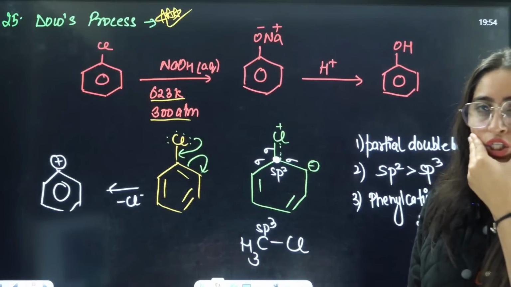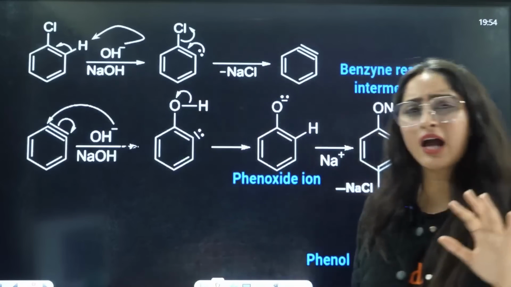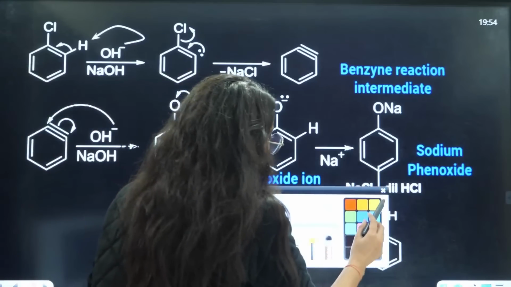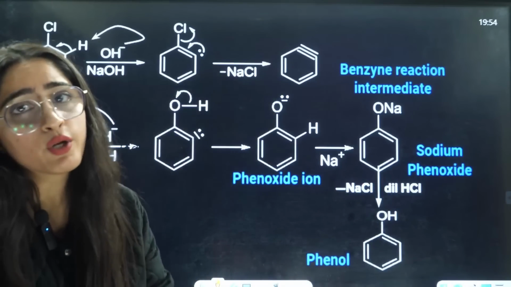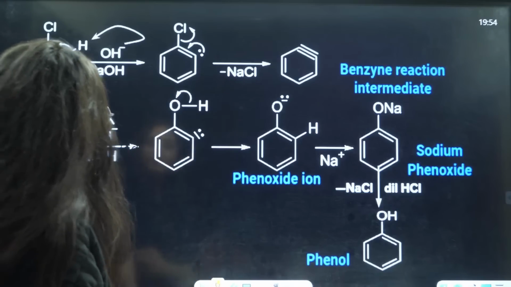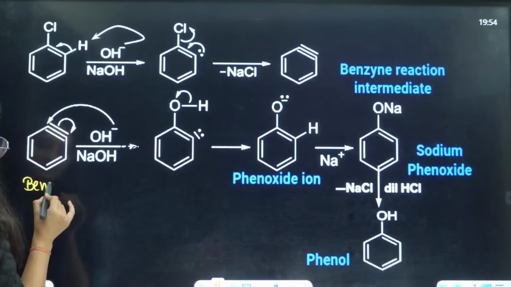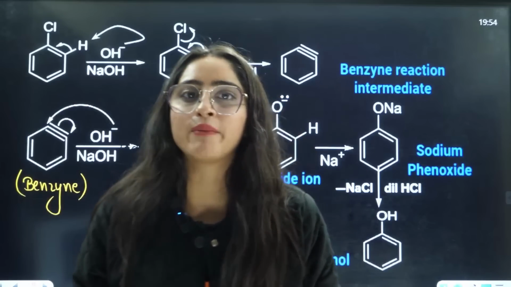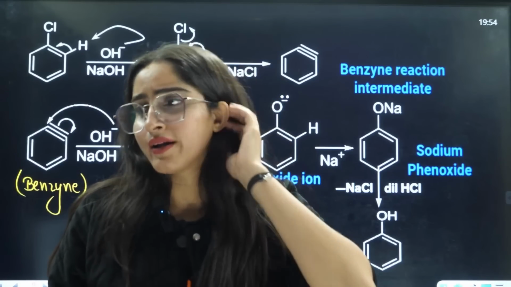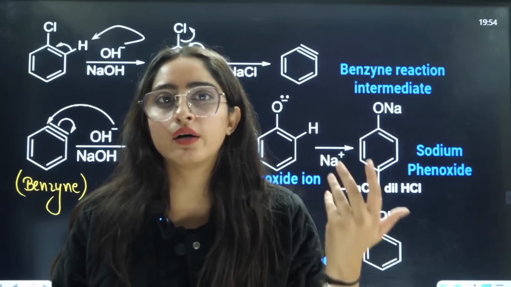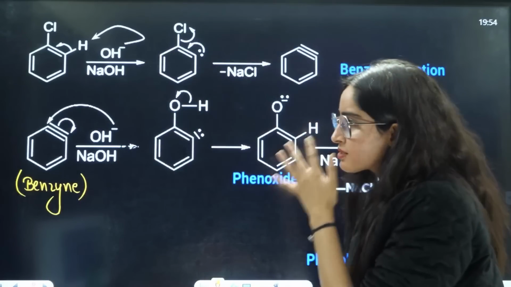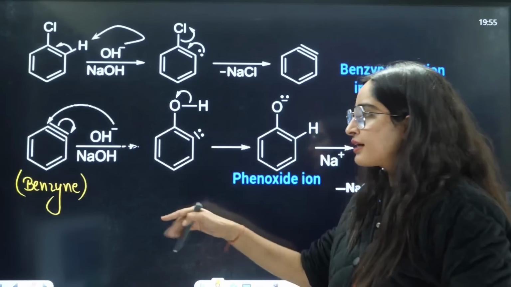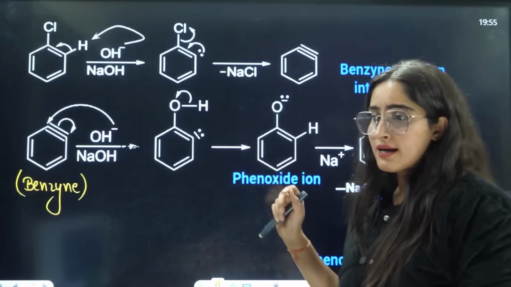The second question they can ask is the intermediate. It has never been asked yet, but still just go through this mechanism once, so that if they ask, you will know. Benzyne is the intermediate you should know, because they have also asked the intermediates of the Reimer-Tiemann reaction and carbylamine reaction. So it will not be a shock if they ask the intermediate of Dow's process, because it is a very unique intermediate. If you have studied it, it will take you nanoseconds to answer.